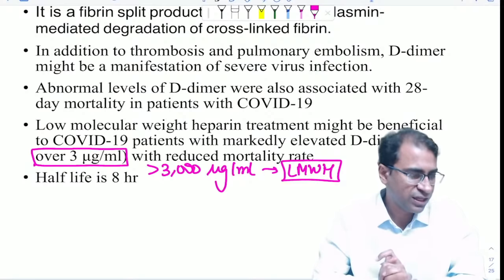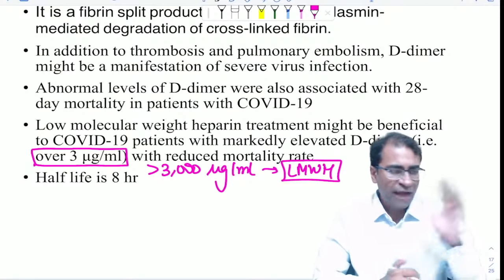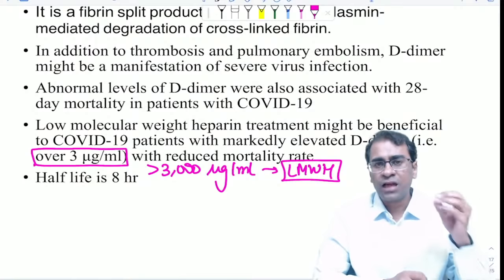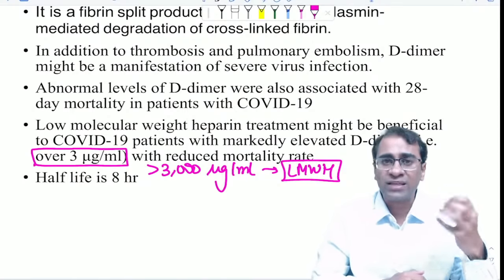Okay, I have a few questions here. Why is the clot formed? I think you haven't understood the first initial slide of my topic. I told you the clot is formed because of the virus itself.